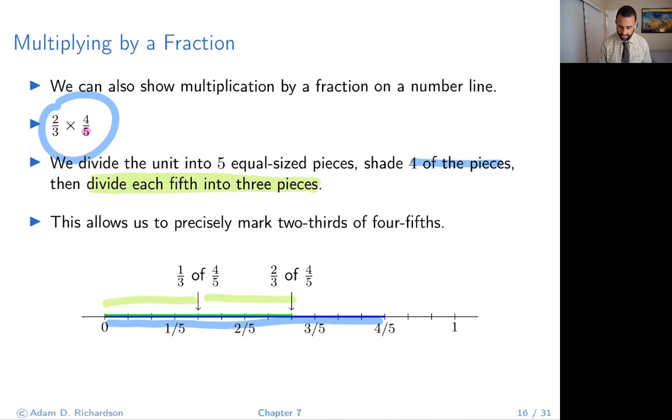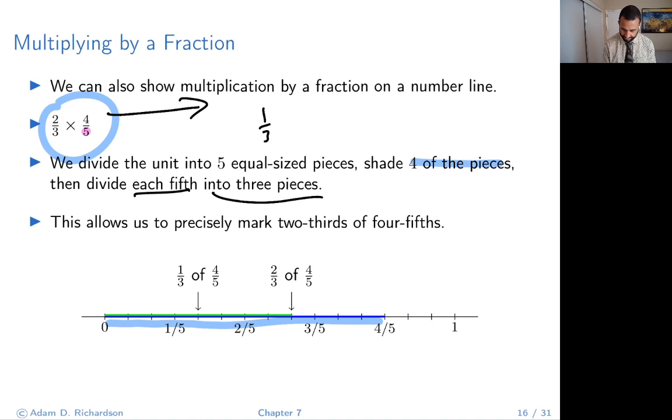But here's the thing I wanted to point out. We're dividing each fifth into 3 pieces because we can think about this problem up here as 1/3 of 1/5 times 4, but then we're also going to have times 2 in here. I'm just kind of pulling everything apart.